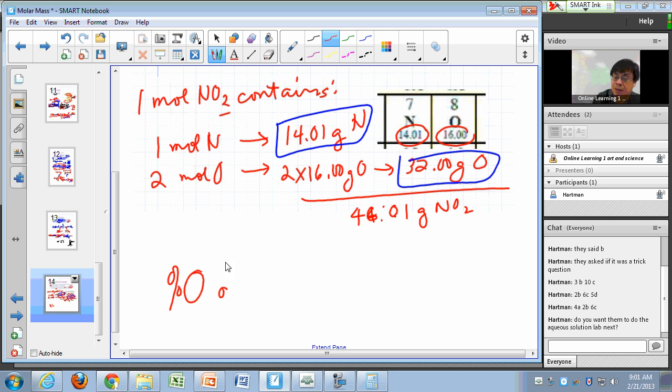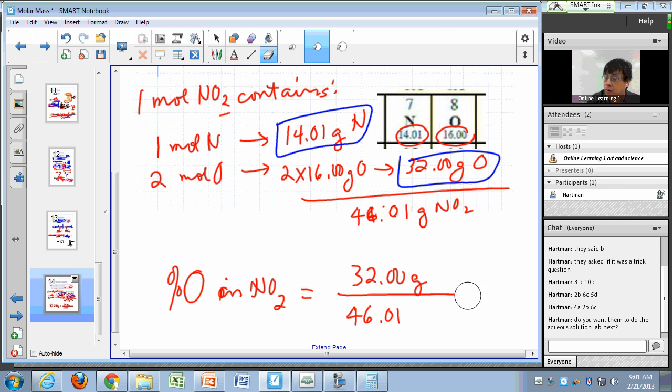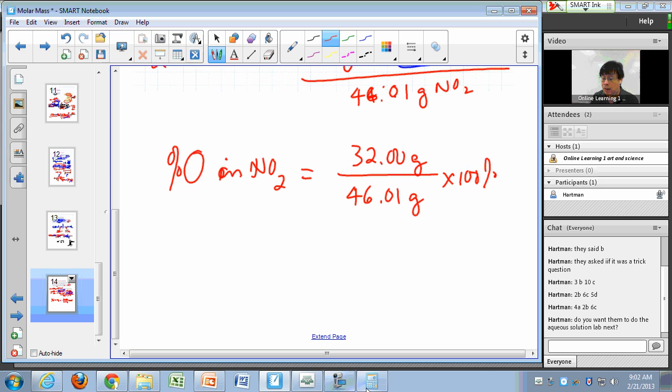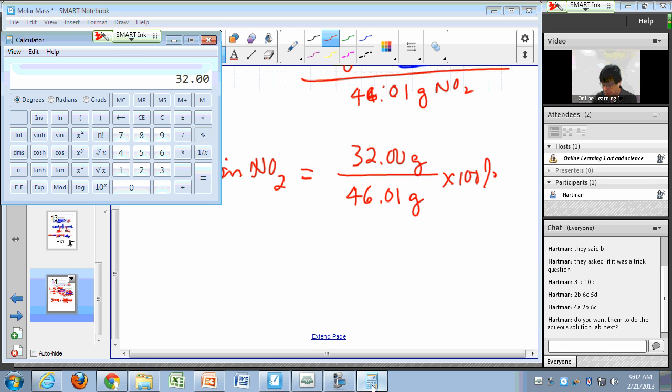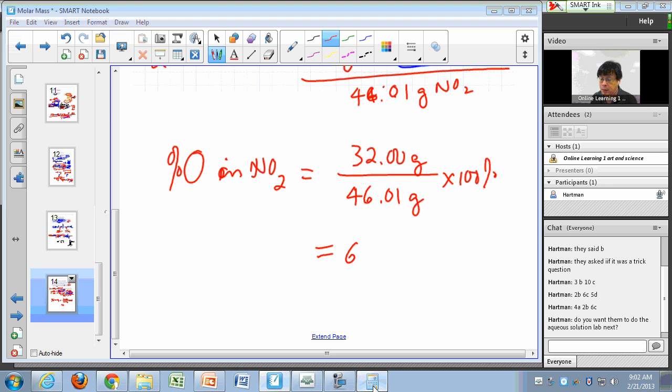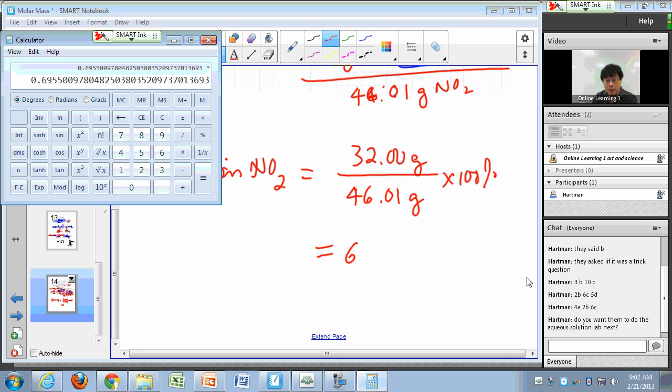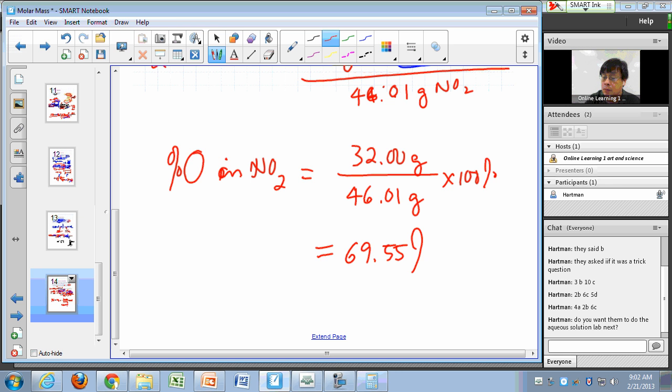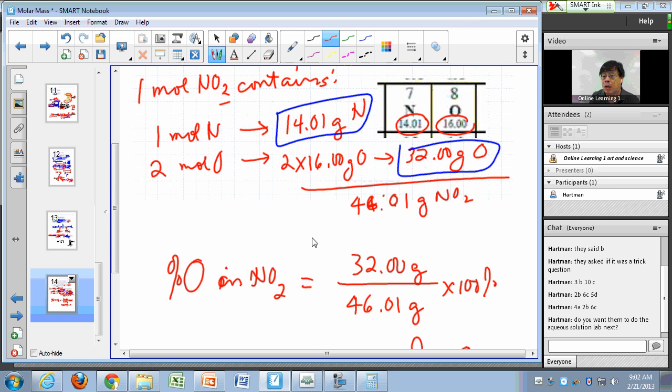So the percentage of oxygen in NO2 is however much oxygen you have, 32.00 grams, out of the total, which is 46.01. Anytime you're comparing a part to the whole, divide the value for the part by the value for the whole, you get the fraction, and you multiply by 100% to express that relationship as a percentage. So you have 32.00 divided by 46.01. That gives you 0.6955. You multiply that by 100%. That's 69.55% oxygen.